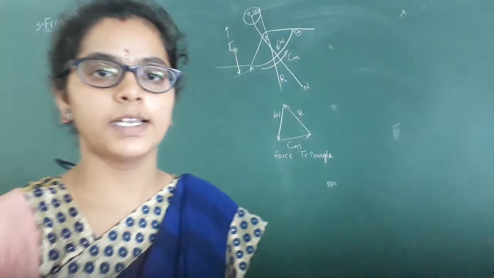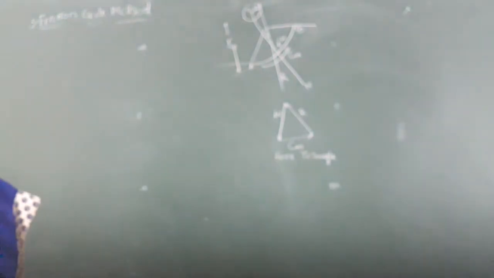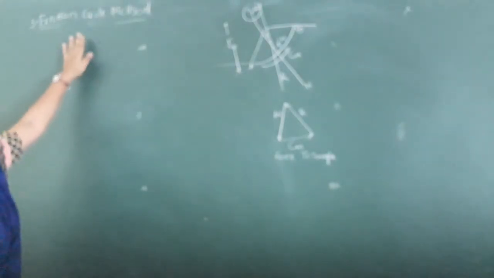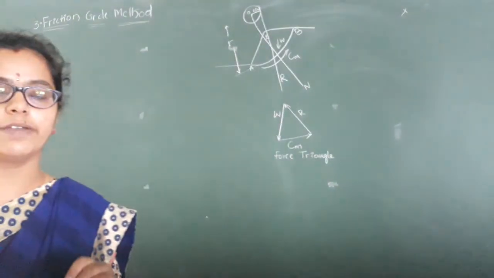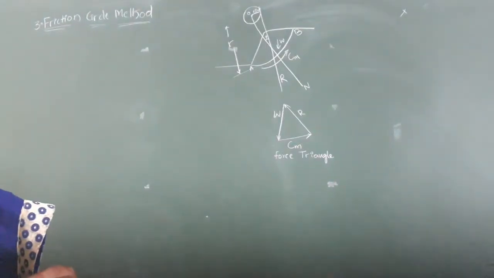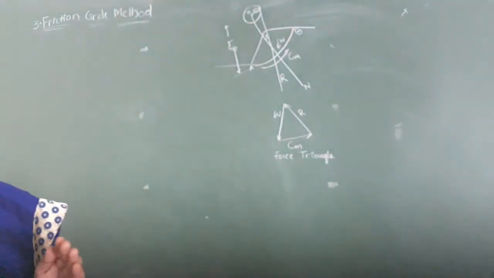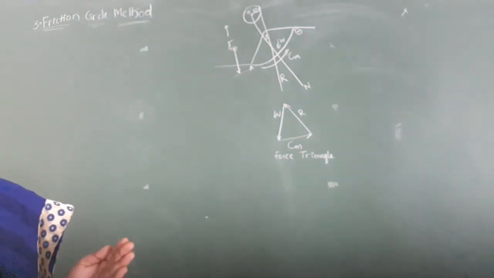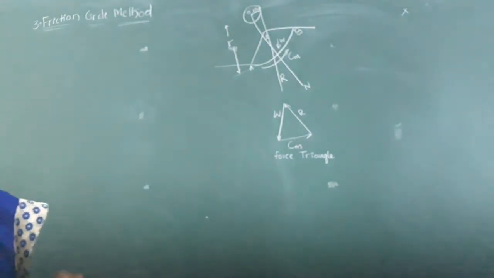Good morning, students. So today we will discuss the friction circle method. In this method, a friction circle is drawn, and with the help of the friction circle, we will be calculating the factor of safety. Of the methods we discussed till now, the circular arc method and the method of slices were based on a mathematical approach, and this method is based on a graphical and mathematical approach.